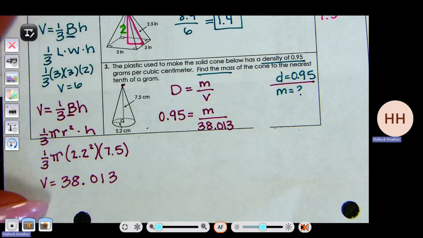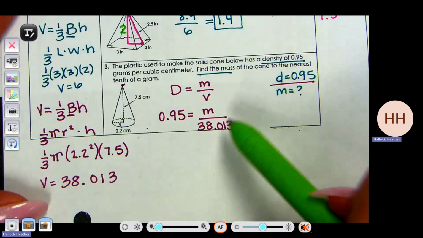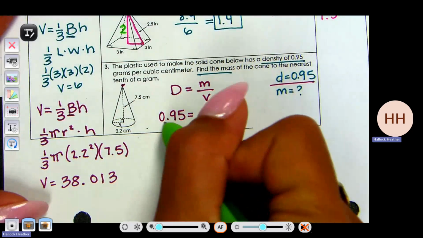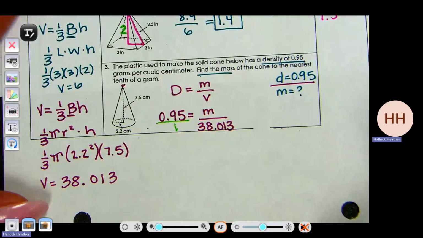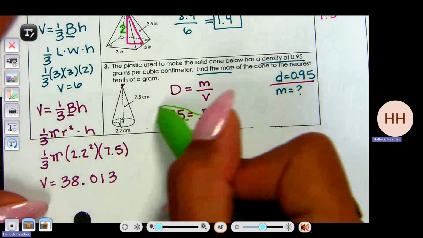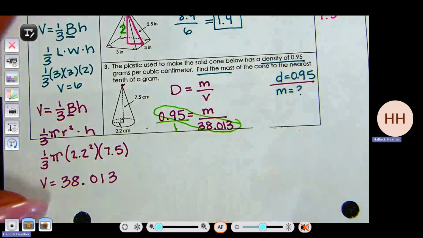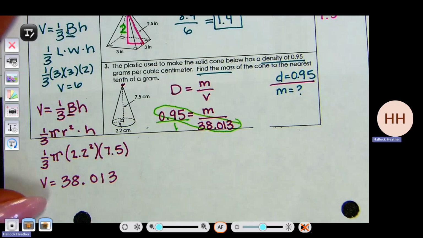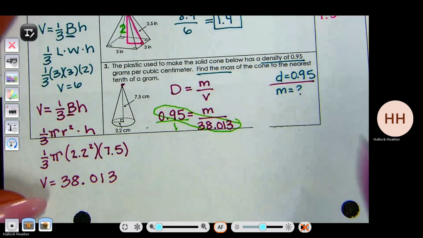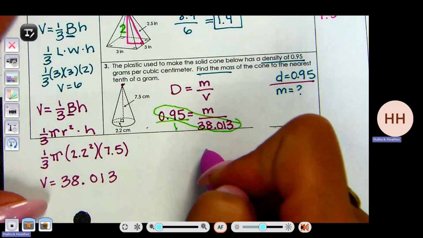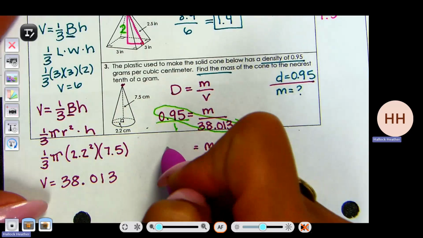So what could I do? Multiply. So I could multiply both sides by 38.013. Somebody in first period was like, we can put it over 1 and cross multiply. You can't do that. Same thing. Either way, you're multiplying these to get your mass. So we'll say 36.11.